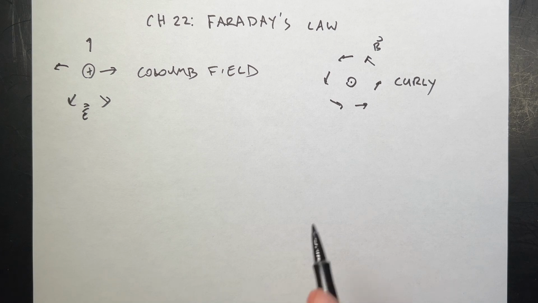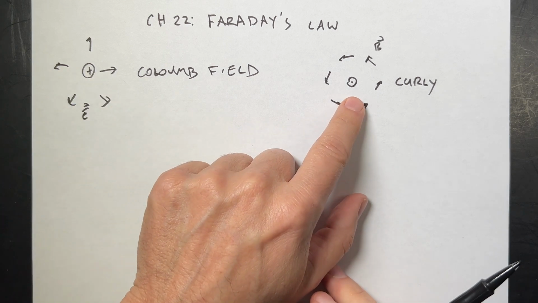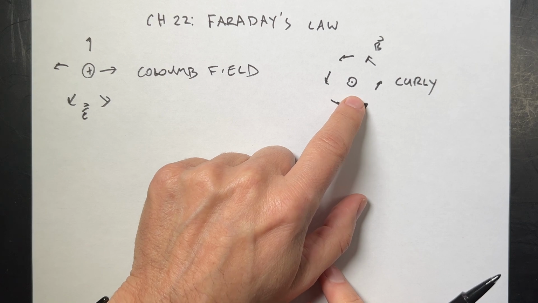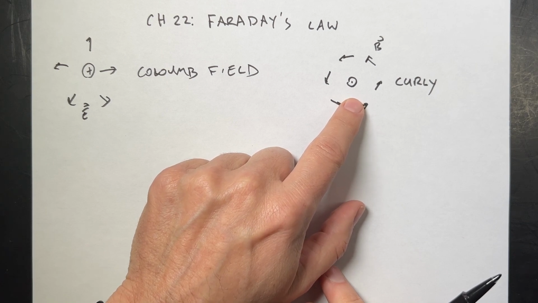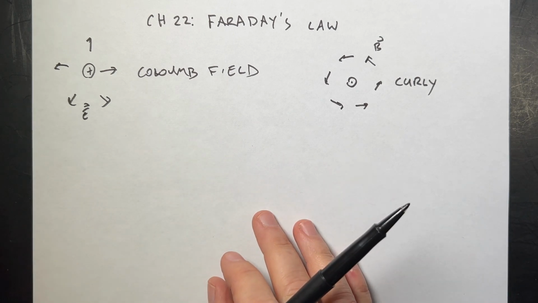They're in the book. But is it possible to make an electric field that looks like this? And the answer is yes. And that's what Faraday's law is all about. Okay, so let's just review the other two laws that we have before, the important ones.